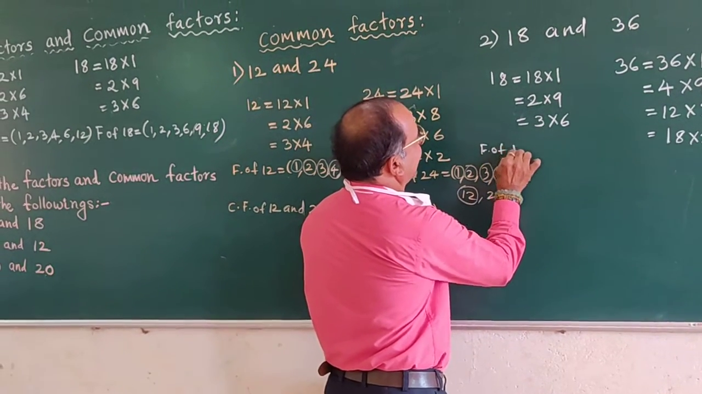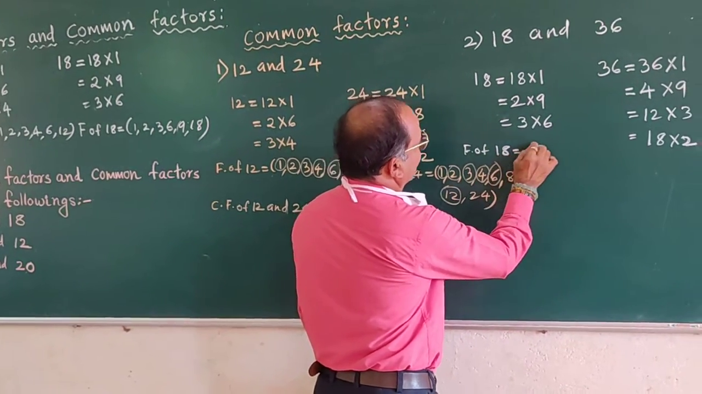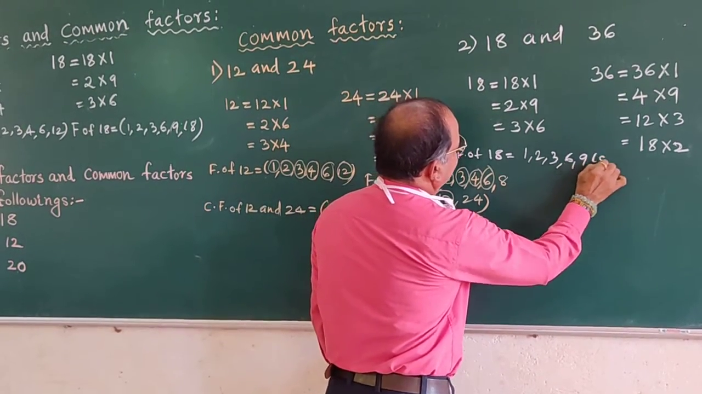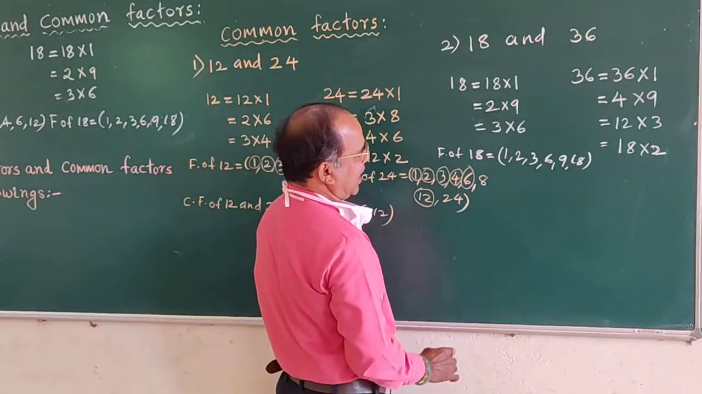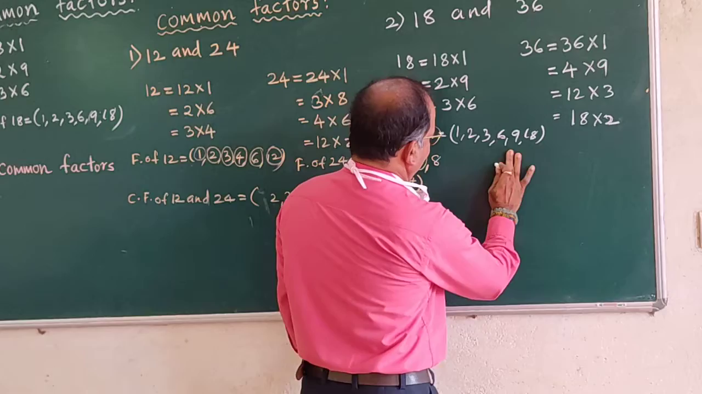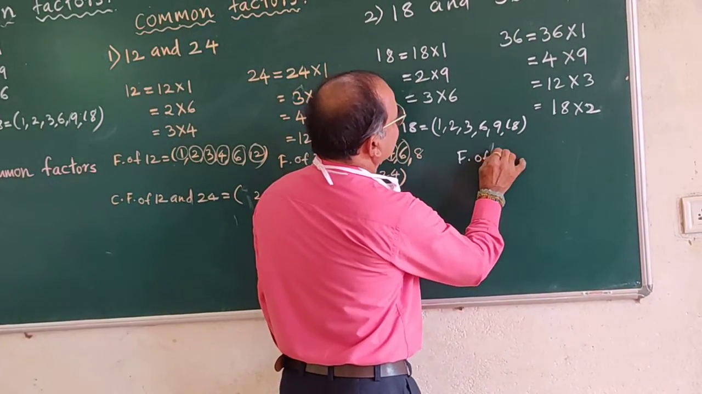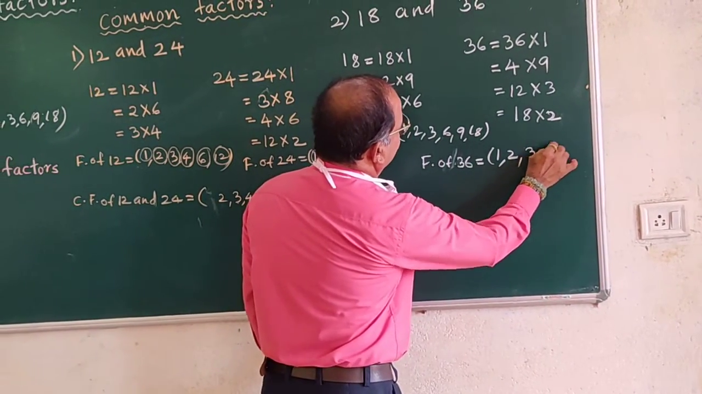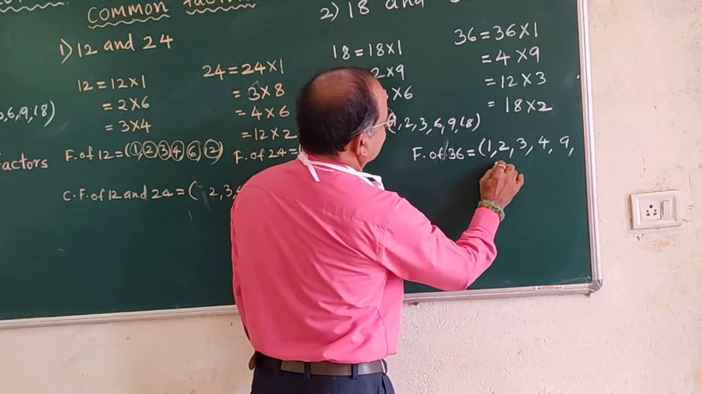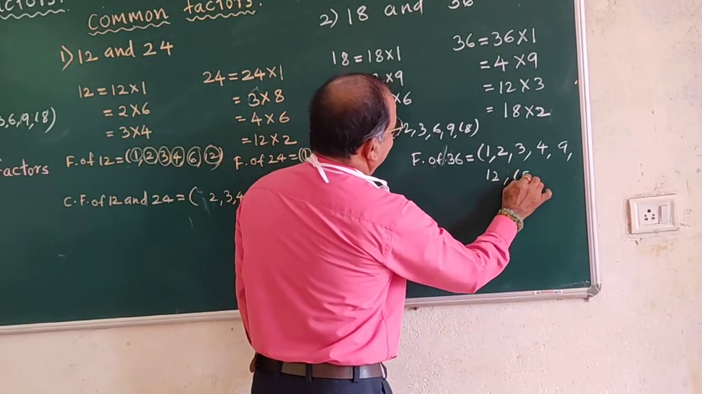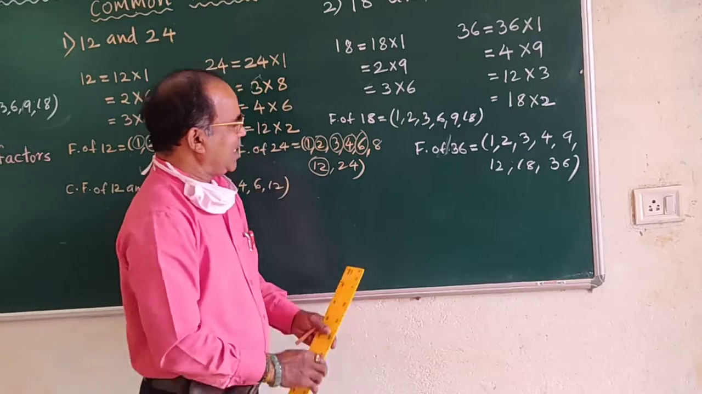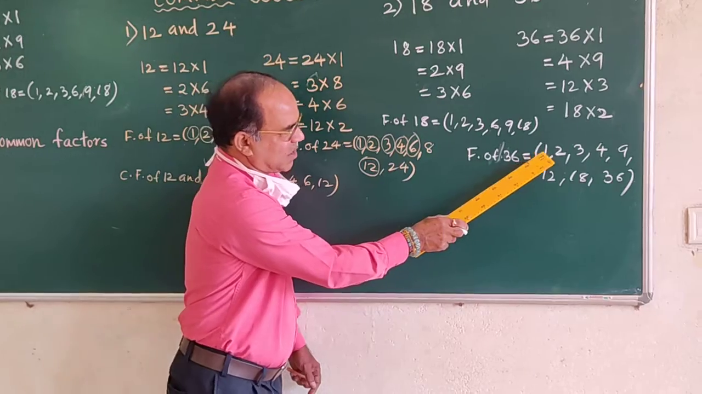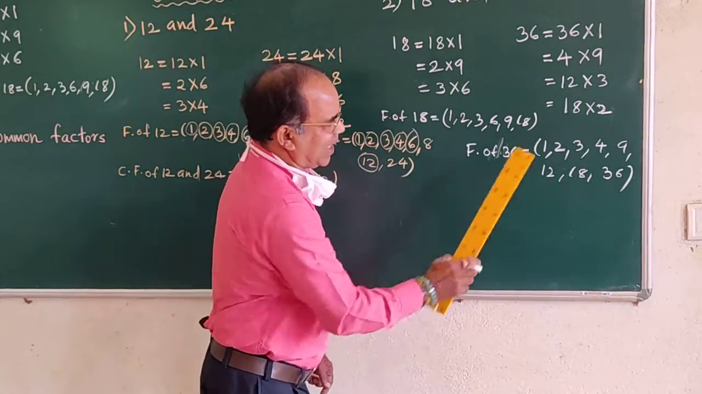factors of 18 is equal to 1, 2, 3, 6, 9 and 18. So these are the factors of 18. Then factors of 36 is equal to 1, 2, 3, 4, 6, 9, 12, 18 and 36. So I have written here the factors of 18 are 1, 2, 3, 6, 9, 18. Factors of 36 are 1, 2, 3, 4, 6, 9, 12, 18 and 36.